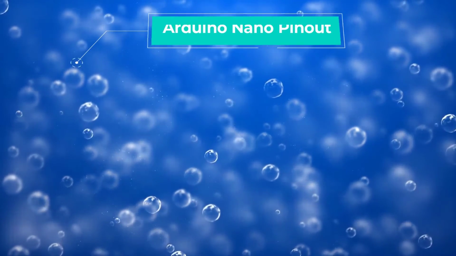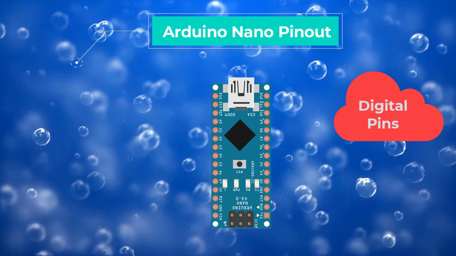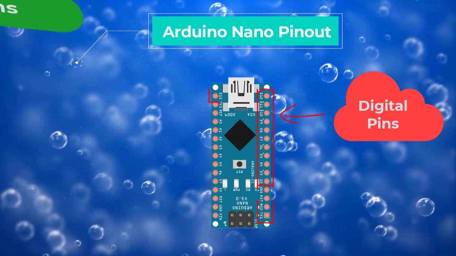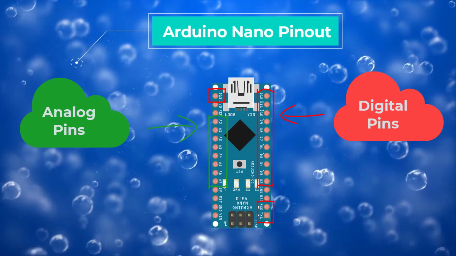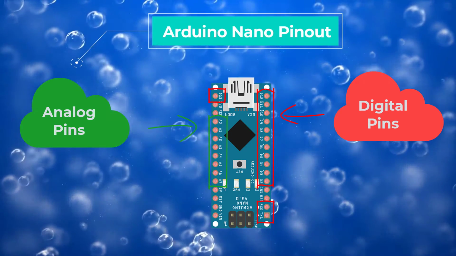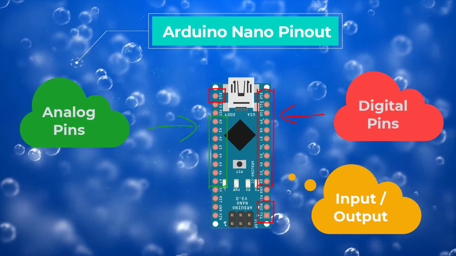Now, let's have a look at its pinout. Arduino Nano contains 14 digital pins starting from D0 to D13, it has 8 analog pins starting from A0 to A7. Each of these digital and analog pins is assigned with multiple functions, but their main function is to be configured as either input or output.